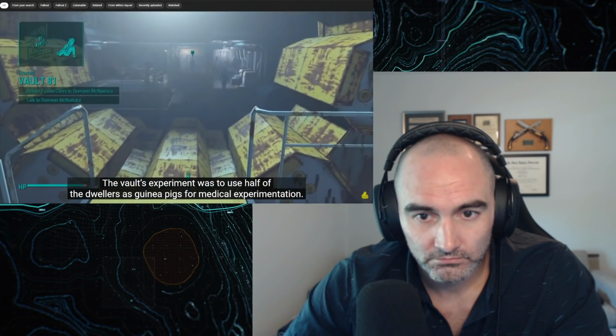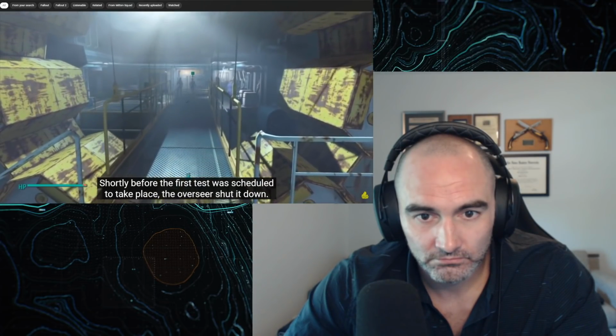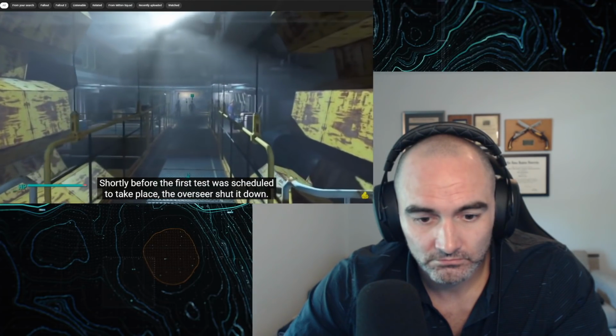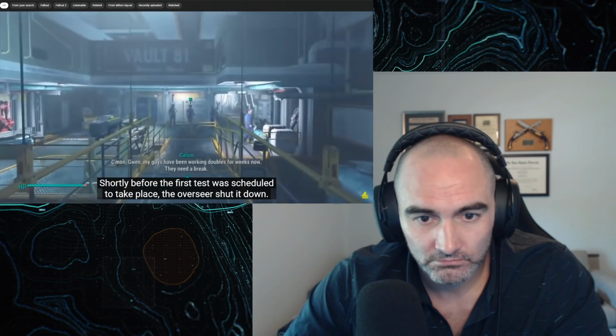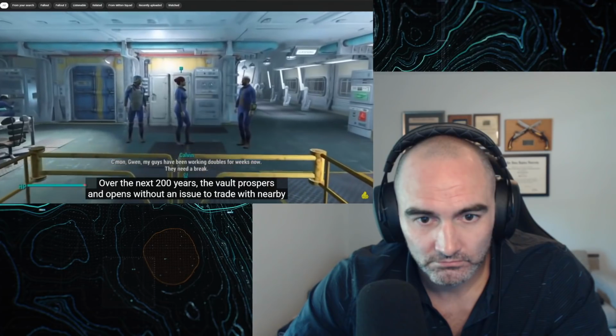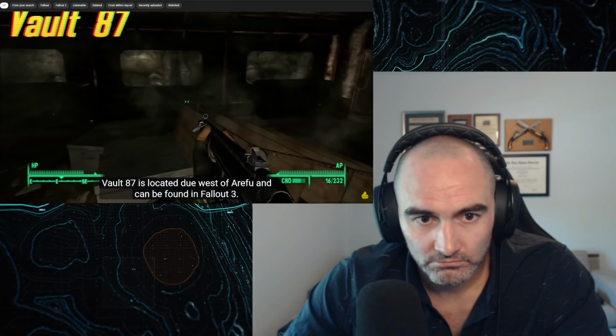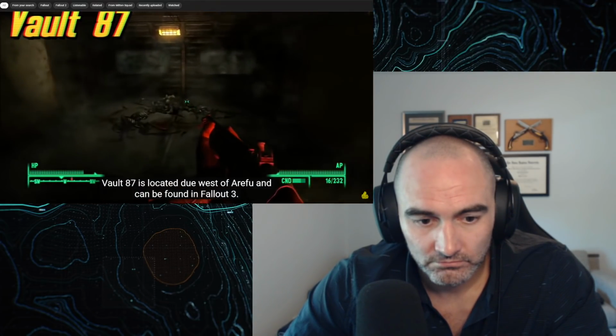The Vault's experiment was to use half of the dwellers as guinea pigs for medical experimentation. Shortly before the first test was scheduled to take place, the Overseer shut it down. Over the next 200 years, the Vault prospered and opens without issue to trade with nearby settlers. Vault 87 is located due west of Arafu and can be found in Fallout 3.